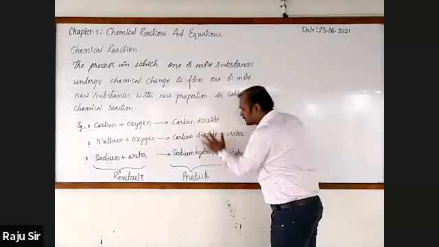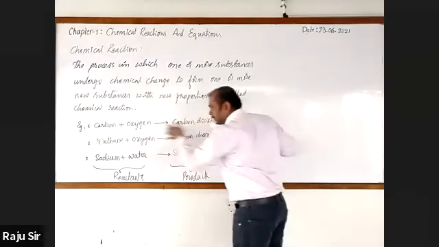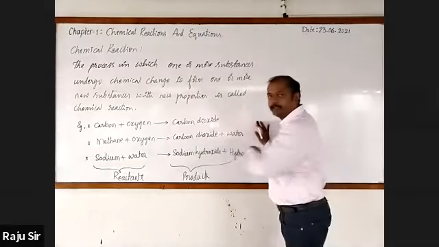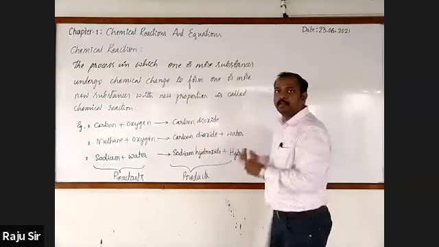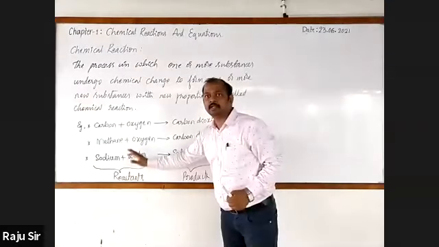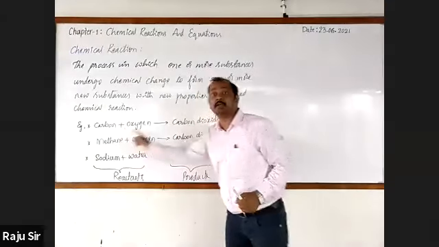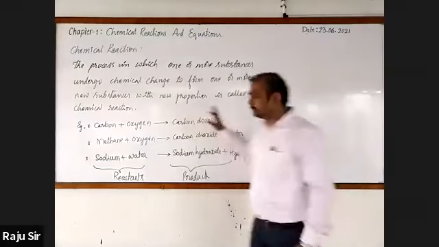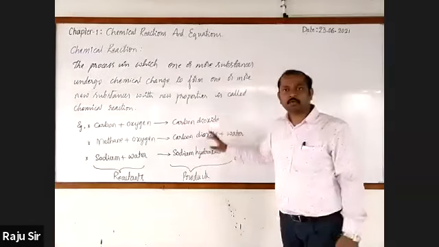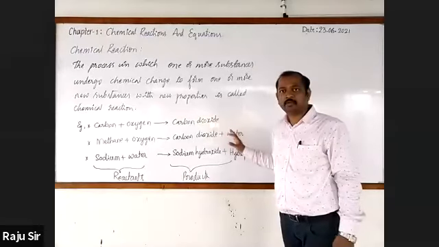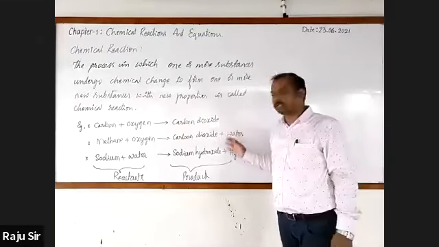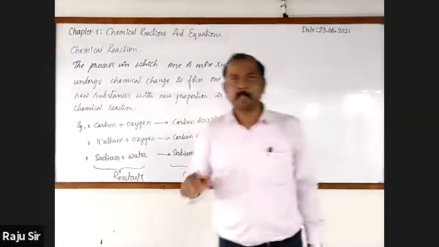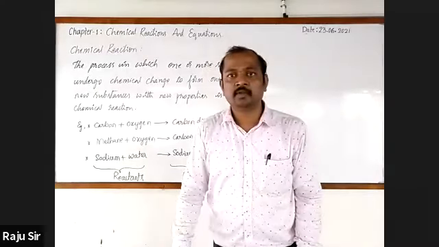Once I repeat, the new substances that are formed as a result of chemical reaction are called products. Once I repeat the definitions of both: the chemical substances which undergo chemical reaction are called reactants, and the chemical substances which are formed as a result of chemical reaction are called products. Clear? Did you understand? Okay.